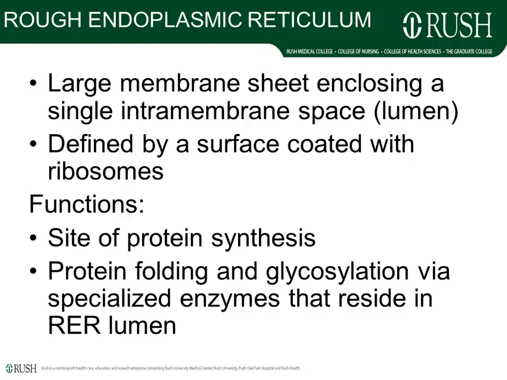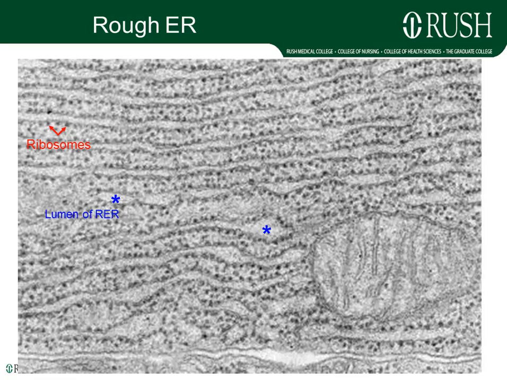So here is an image, an electron micrograph of a region of cytoplasm which is simply packed with RER, and the ribosomes are pointed out. They are studding the outer surface, in other words, the cytoplasmic surface of the RER, and the inner or lumen cisterna surface of the RER is marked by the blue asterisks.